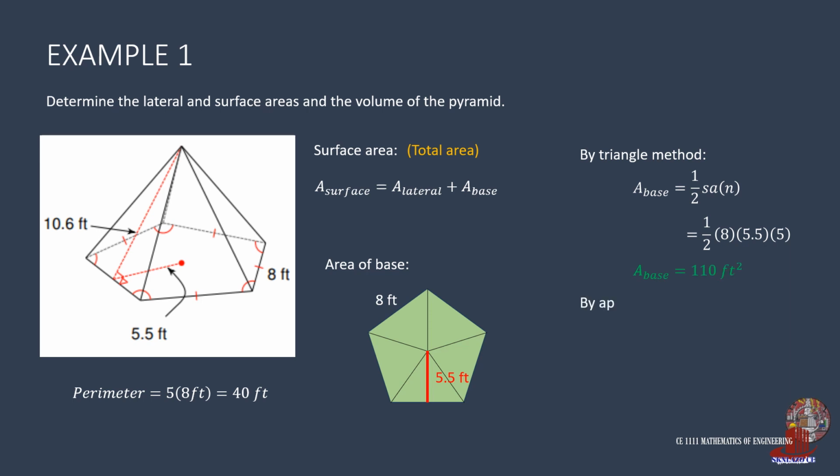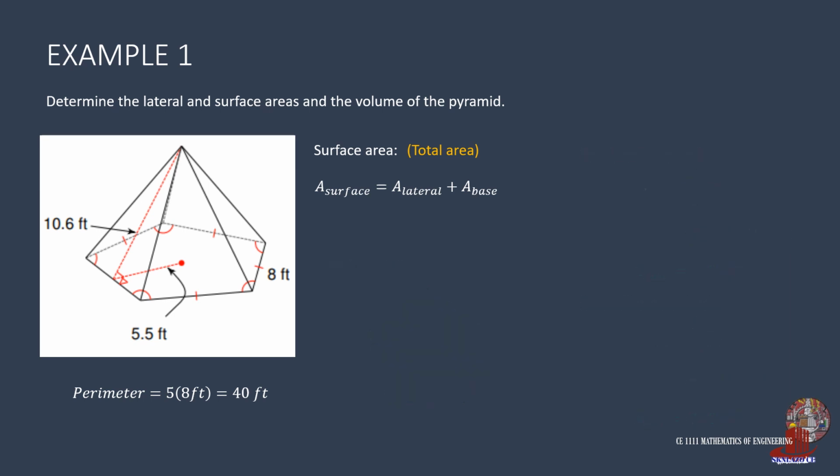We should have the same area when using the apothem method, with the equation half of the perimeter times the apothem, where the perimeter is 5 times 8 or 40 feet. So the area of the base is half of 40 times 5.5, resulting in 110 square feet. The surface area is then solved as the lateral area plus the area of the base, which were just solved as 212 and 110 square feet. So the surface area is 322 square feet.